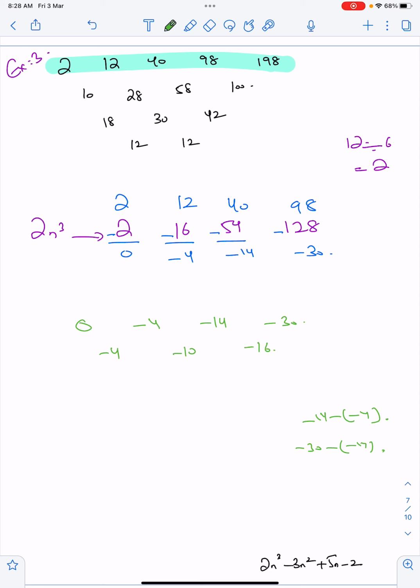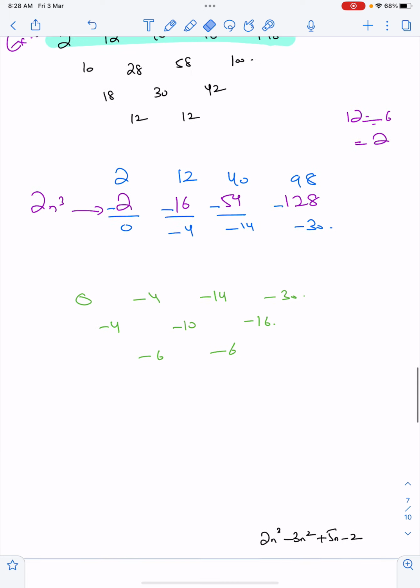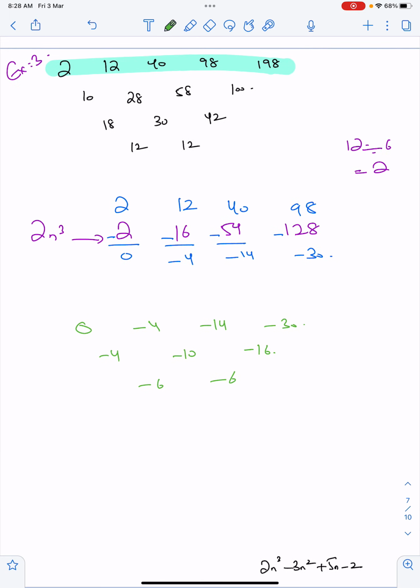Okay, the difference between these is minus 10 minus minus 4, which is minus 10 plus 4, which is a minus 6, and minus 16 minus minus 10 is minus 16 plus 10, which is once again a minus 6. So this is actually a quadratic sequence, and for this quadratic sequence, we're going to make the formula using the same method.